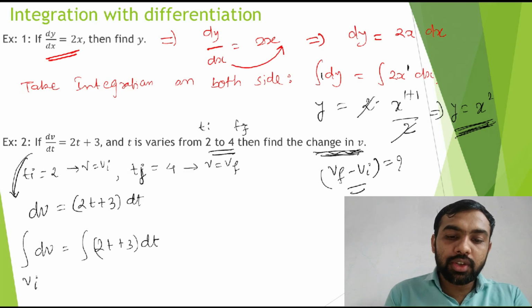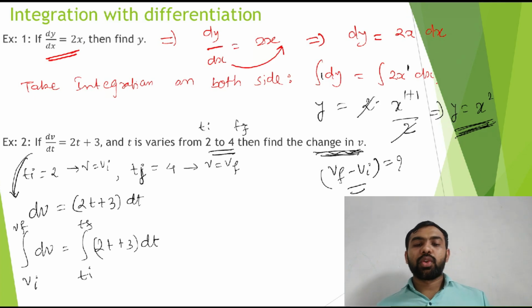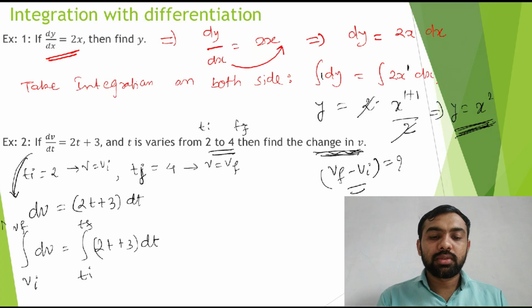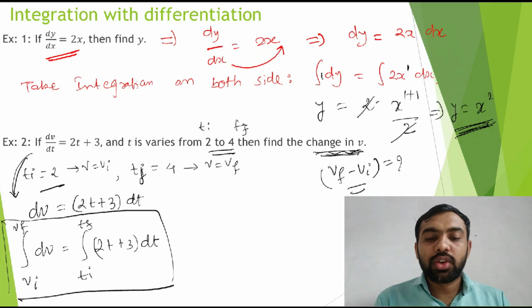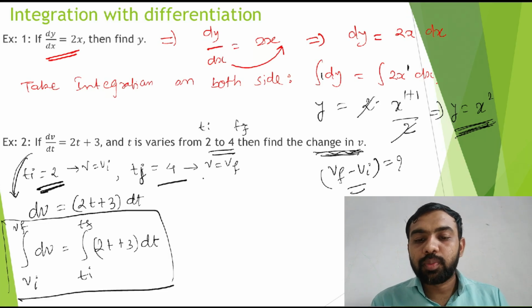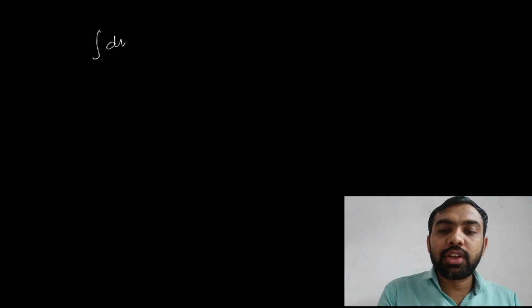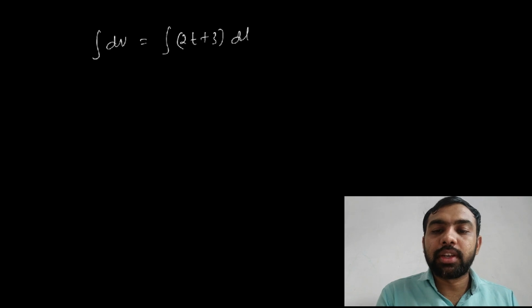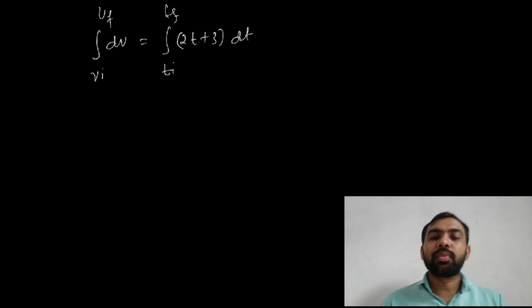Here you put the limit v initial to v final. Here you put the limit t initial to t final. Note this in your books first, then after we will solve this one. What is t initial? 2. What is t final? 4. So integration dv is equal to integration 2t plus 3 dt, t initial to t final, v initial to v final.